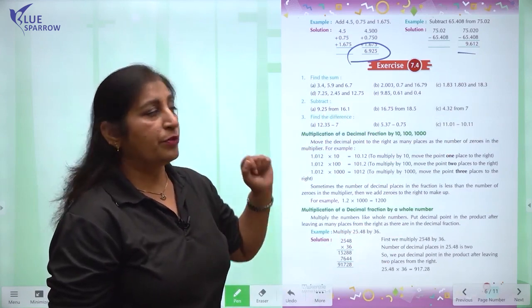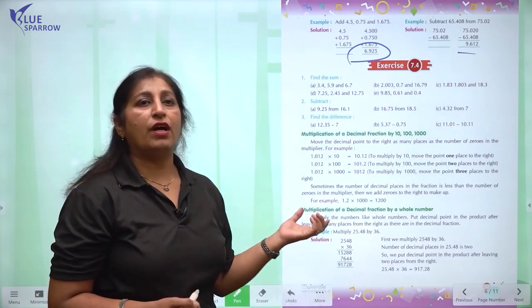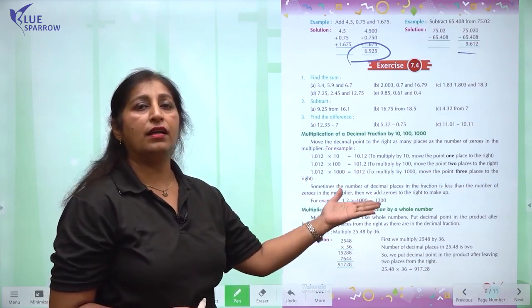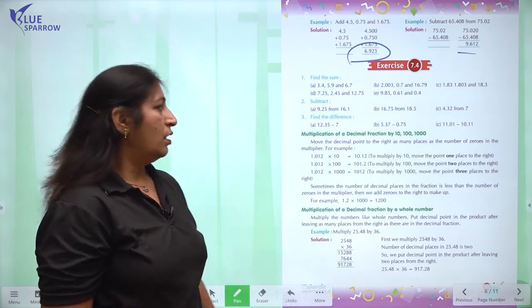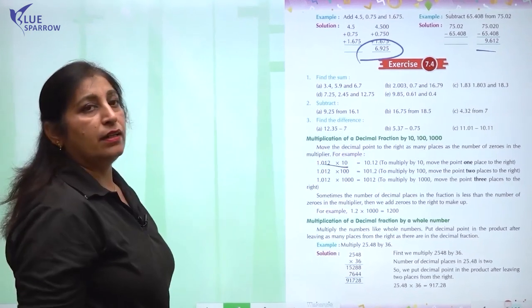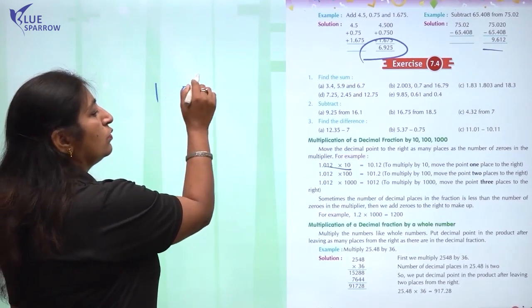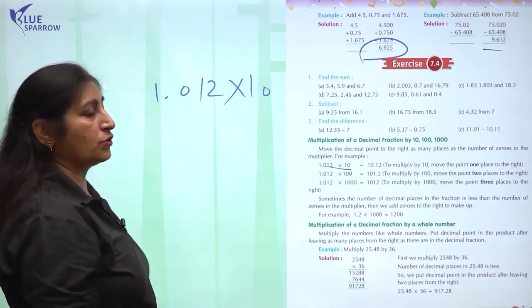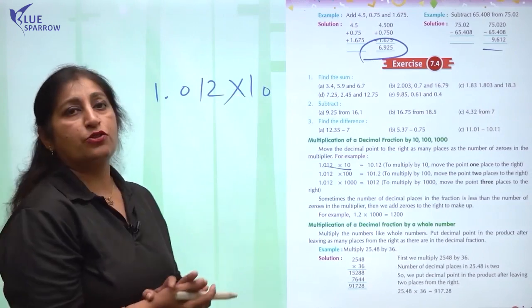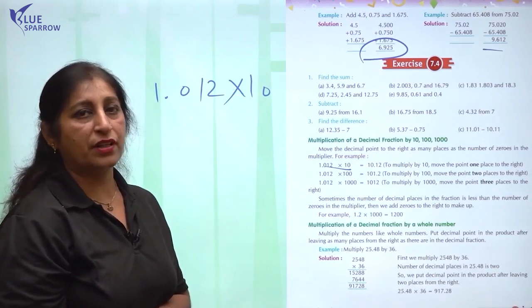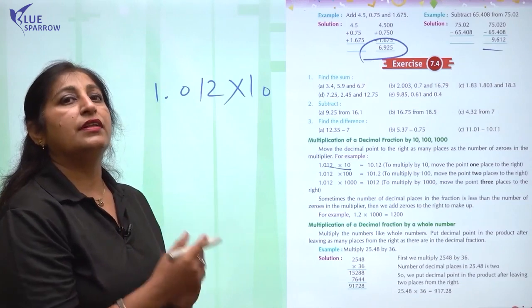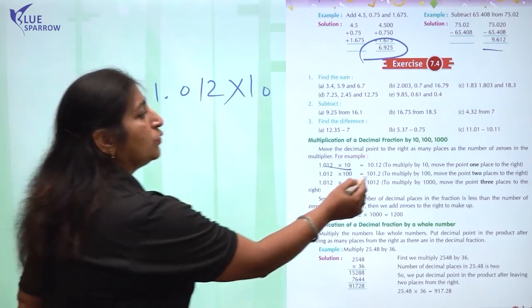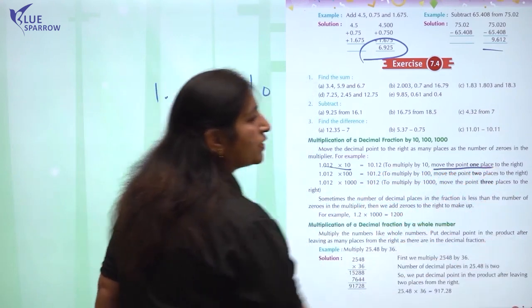Now solve exercise 7.4. We are moving towards the next topic, multiplication of a decimal fraction by 10, 100, 1000. Suppose the number given here is 1.012. We are asked to multiply it with 10, then 100, then 1000. Whenever you are asked to multiply a decimal fraction with 10, shift the decimal 1 digit to the right hand side. You have to move the point 1 place to the right hand side.